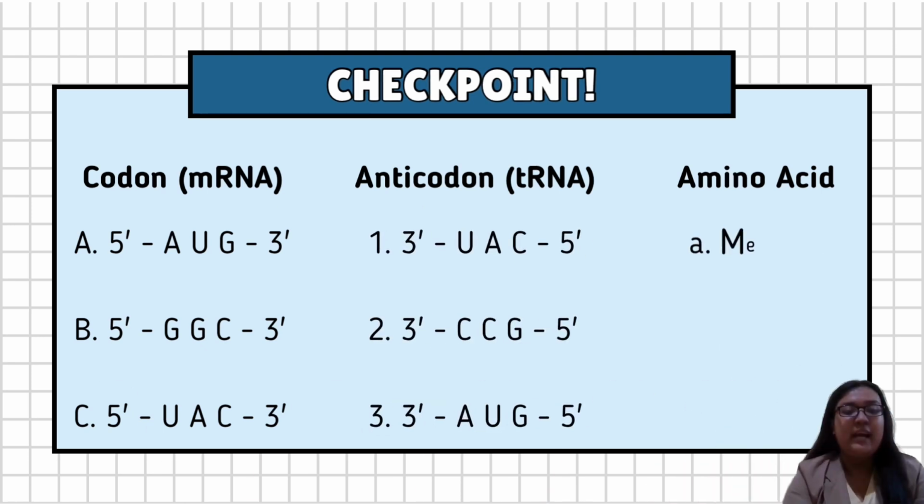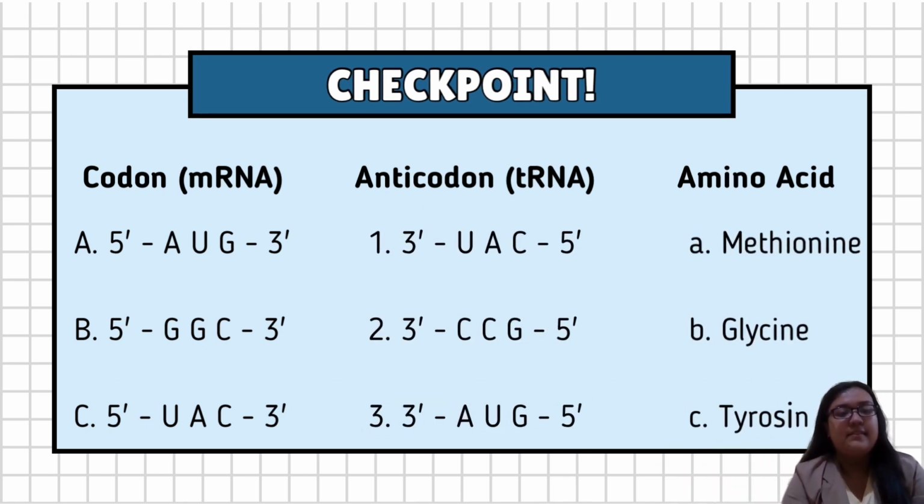Time's up. Let's check how you did. Here are the correct answers. For letter A, the codon AUG would have an anticodon of UAC, which has the amino acid methionine. For letter B, we have GGC, which corresponds to an anticodon of CCG that has an amino acid of glycine. And lastly, for letter C, you have UAC, which has an anticodon of AUG, which corresponds to the amino acid tyrosine. If you got them all right, great job. If not, don't worry. We're here to learn and improve. Now that we've cleared that up, let's move on to the next part of our discussion.